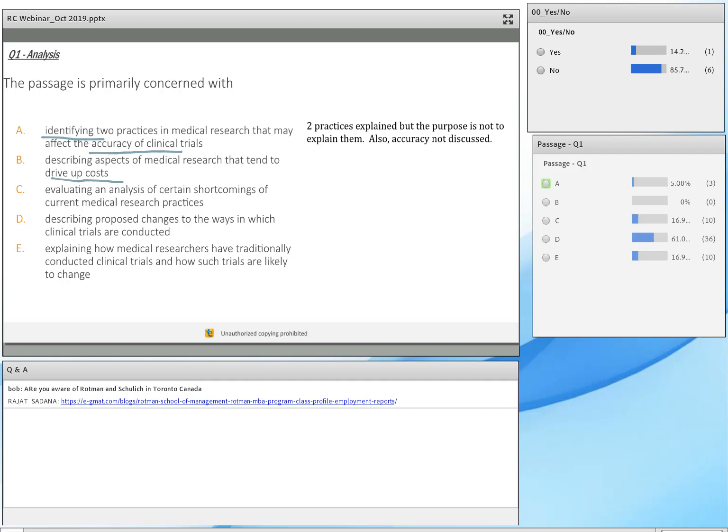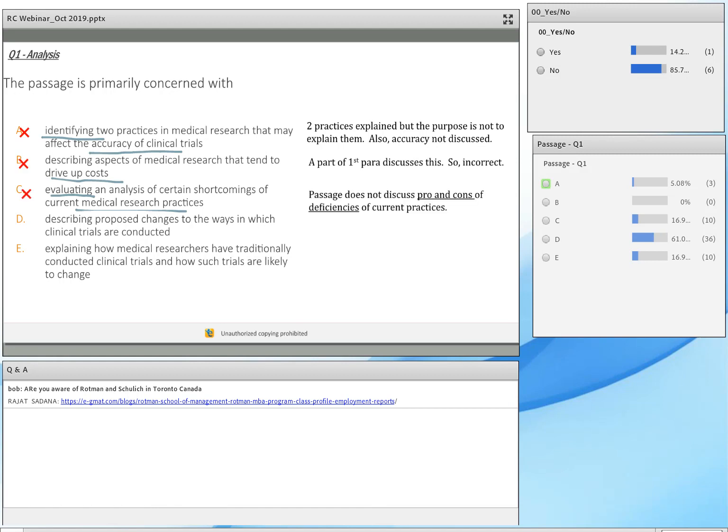Evaluating an analysis of certain shortcomings of current medical research practices. Now over here, there is no pros and cons that the author is talking about of current medical research practices, right? He's talking about deficiencies of the current practice, and he's talking about how those deficiencies can be taken care of, but he's not talking about pros and cons of the current medical research practices. Okay, so that part is not correct.